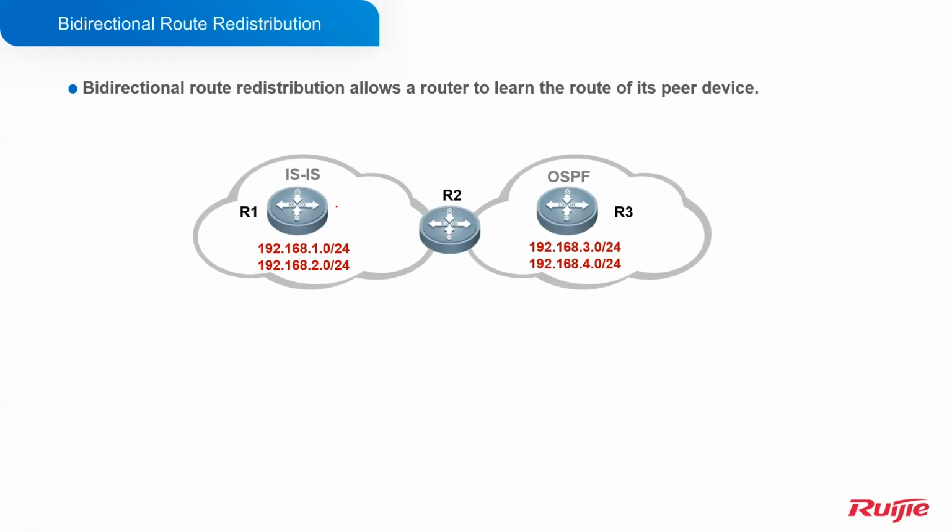In this case, R1 and R2 are running ISIS, R2 and R3 are running OSPF. And to exchange the route information between ISIS and OSPF, on R2 we should do the route redistribution. The reason why we call it bidirectional is because we should redistribute the route from ISIS to OSPF, and we should redistribute the route entries from OSPF to ISIS. Right? This is called bidirectional.